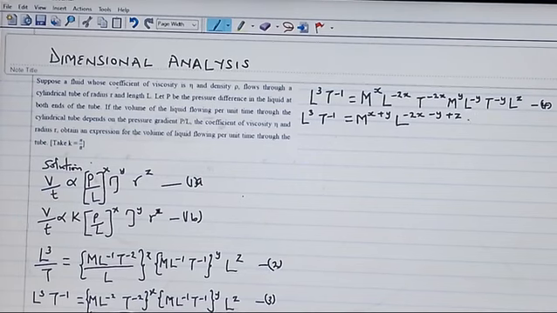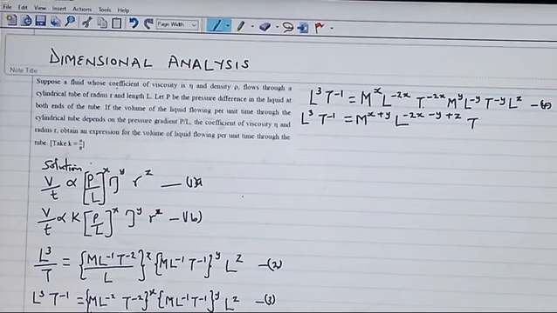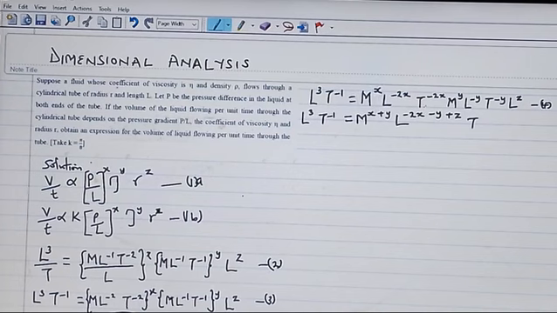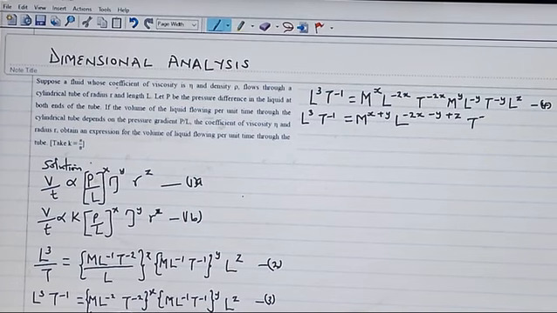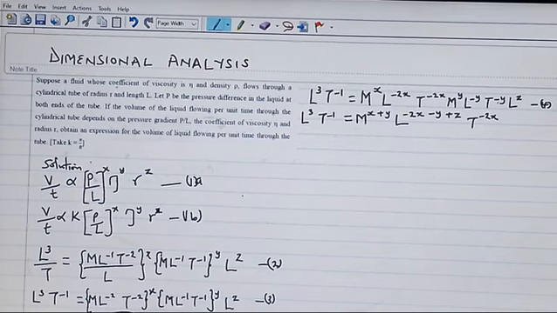Then for t, we have t appearing twice. So we say t raised to power minus 2x minus y. Call this one equation 5.